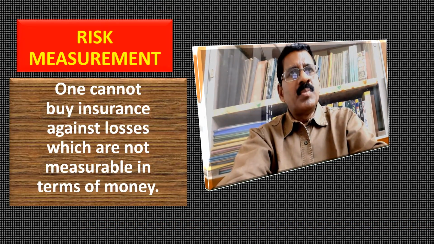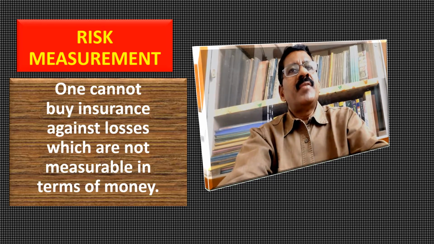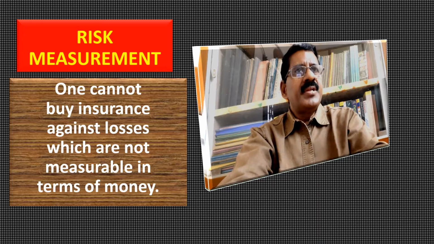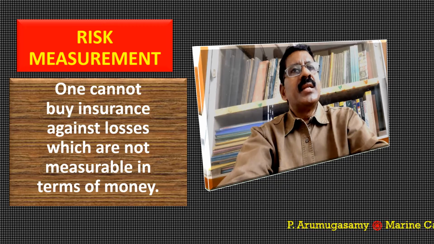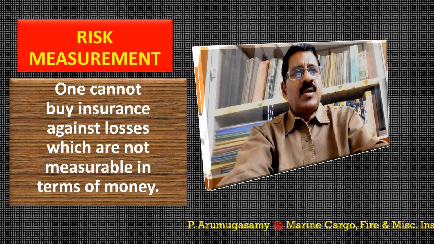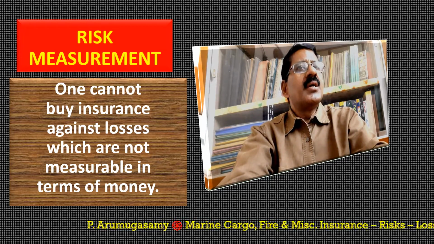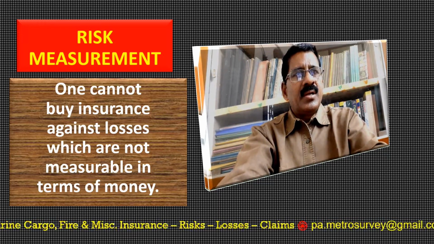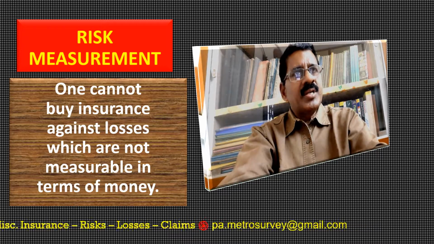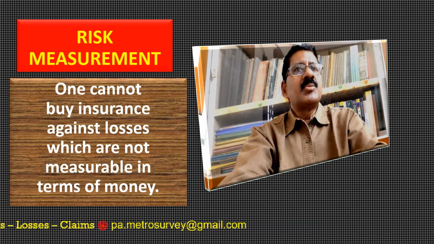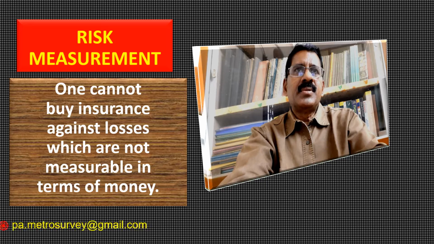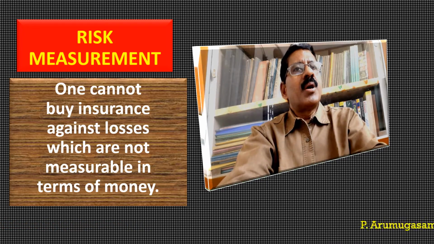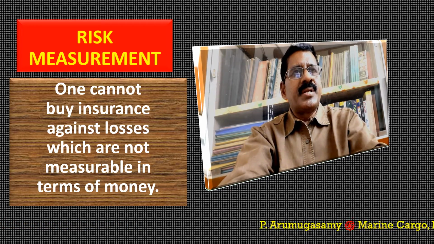Why and how to measure the risk? Having identified the risk, its probability, impact, and severity must be measured by examining its frequency and size in relation to its value. One cannot buy insurance against losses which are not measurable in terms of money. Therefore, for a risk to be covered for insurance, it must be measured in terms of money. That means the probable losses must be estimated.